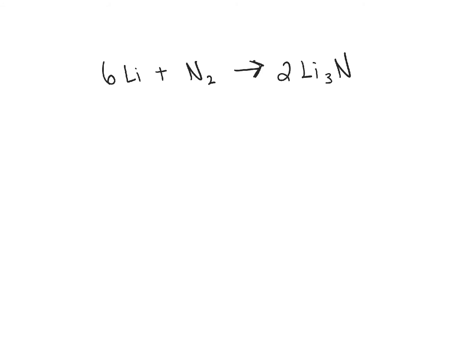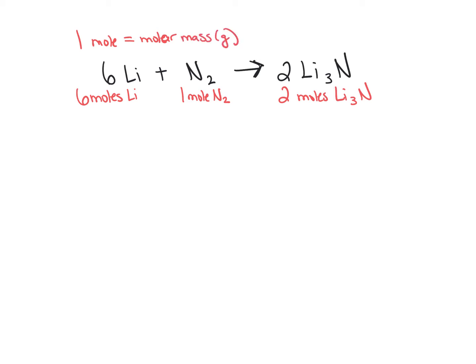Let's start with understanding everything this balanced equation tells us. This balanced equation tells me that 6 moles of lithium react with 1 mole of nitrogen to produce 2 moles of lithium nitride. Since we know that 1 mole of any material is equal to its molar mass, we can also calculate how many grams that would be.